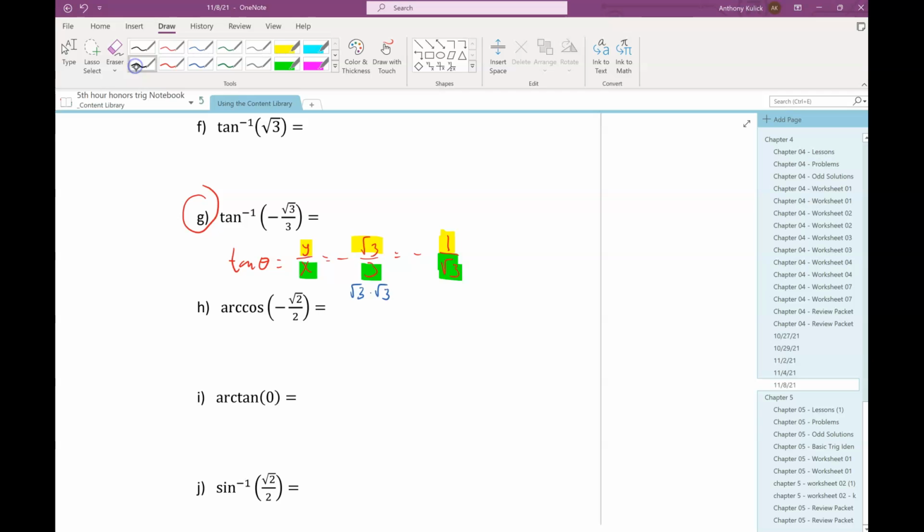And then I remember here that the range for tangent is negative pi over 2 to positive pi over 2. So that's these two quadrants. In those two quadrants, tangent is negative in that one. So we're looking for that angle theta. So I'm going to be looking in quadrant 4, where the y coordinate is 1 and the x coordinate is root 6.